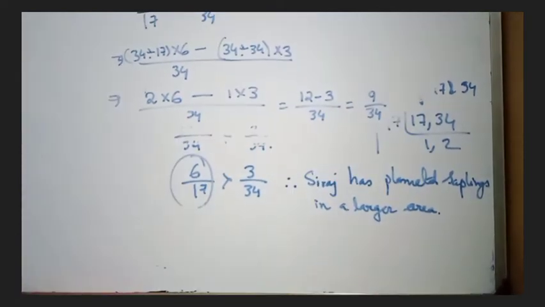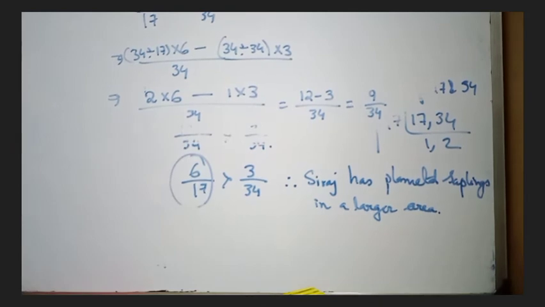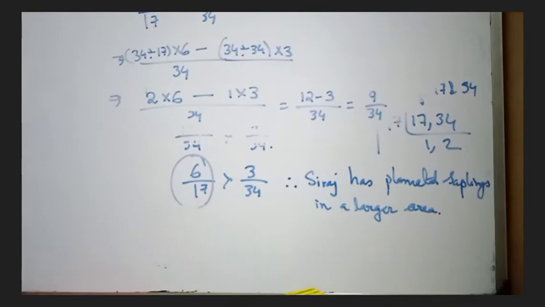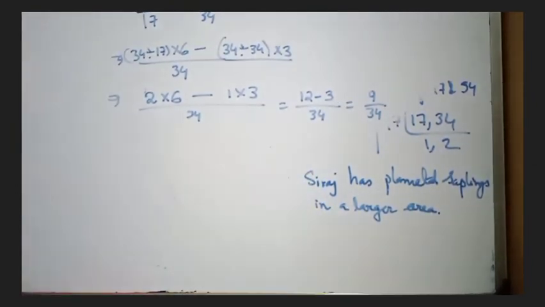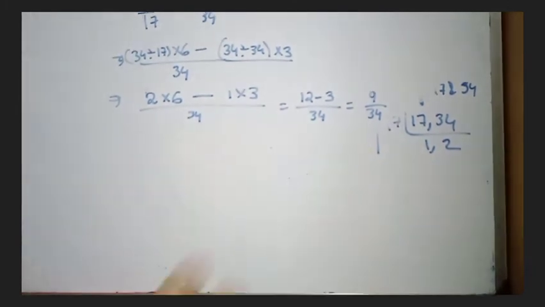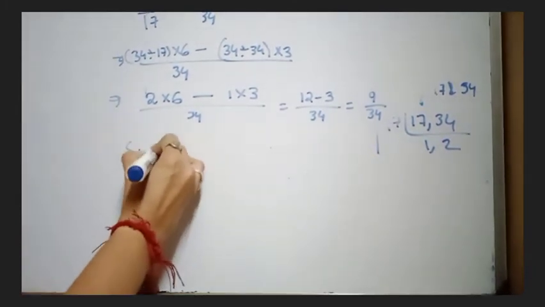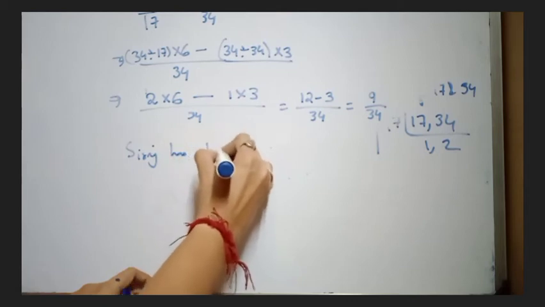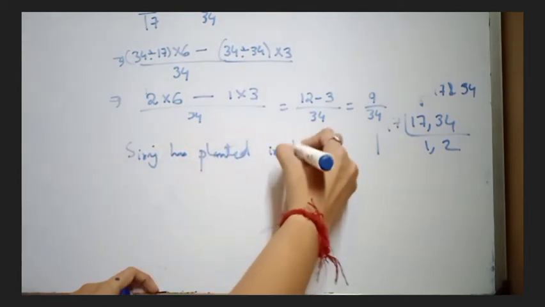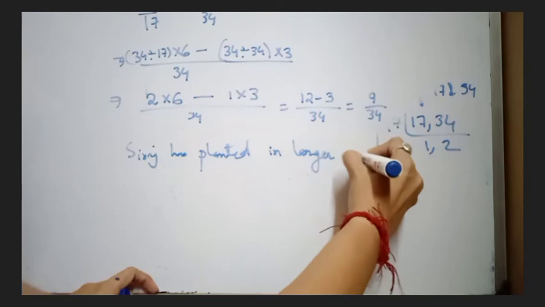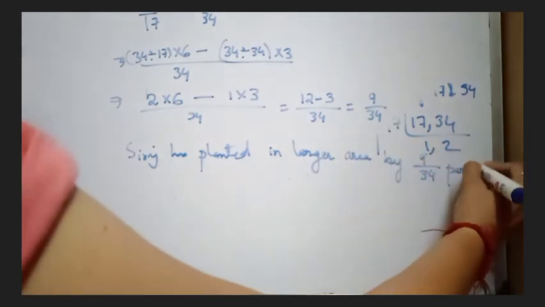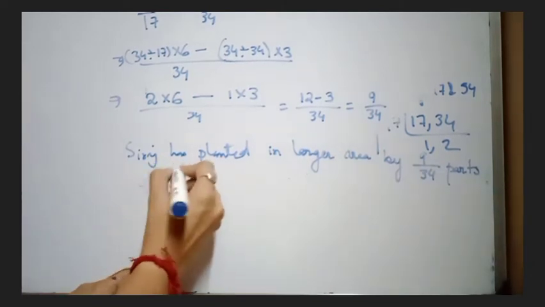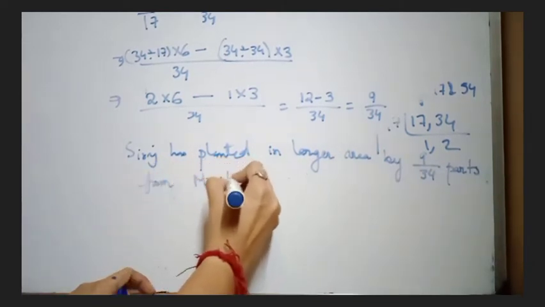So Siraj has planted saplings in a larger area, and by how much is it larger? It is larger by 9 by 34 parts. So this was the first answer: Siraj has planted in a larger area by 9 by 34 parts than Monica.